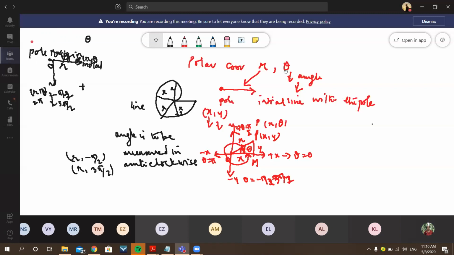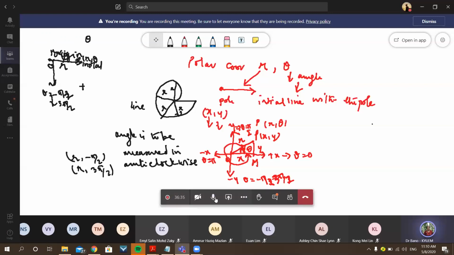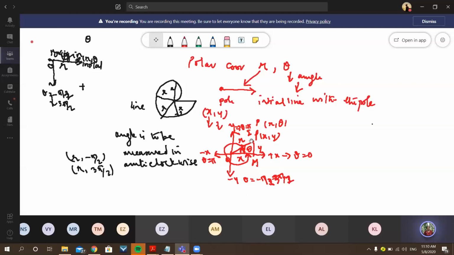I'm waiting, guys. It's not the same as x and y, isn't it? And we have to establish the relation between x, y, and theta. Okay. No, don't force yourself to say okay. What about others? Are you all okay with this?